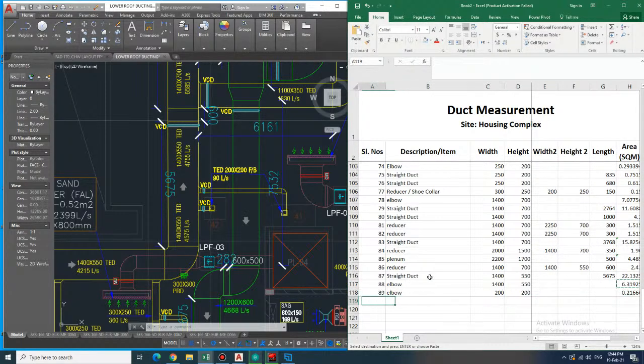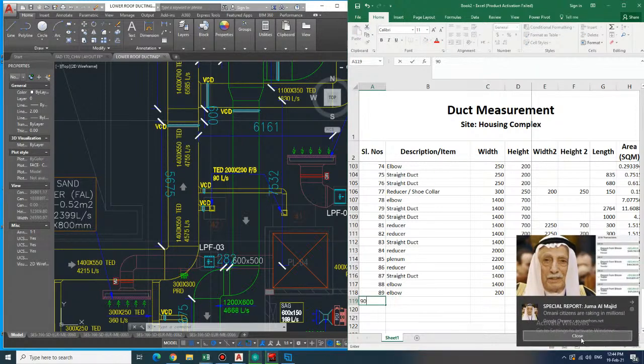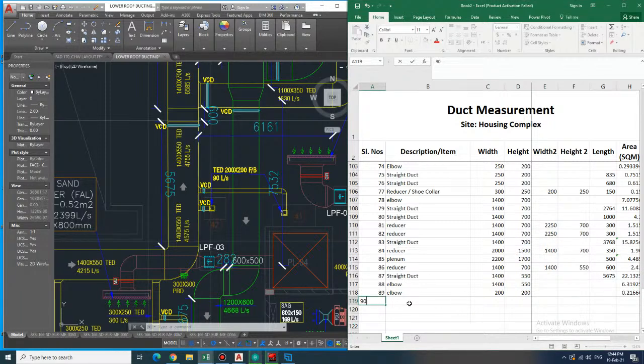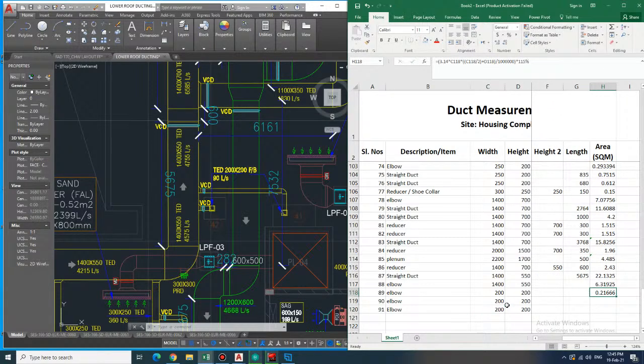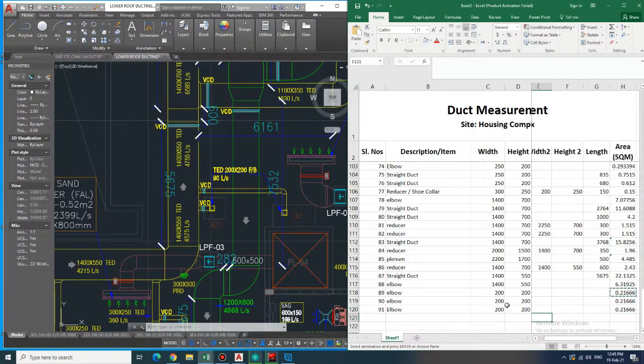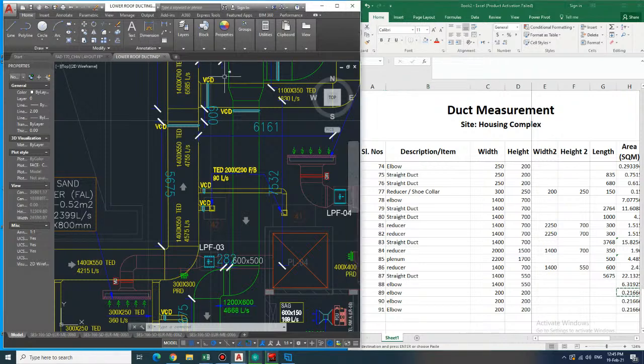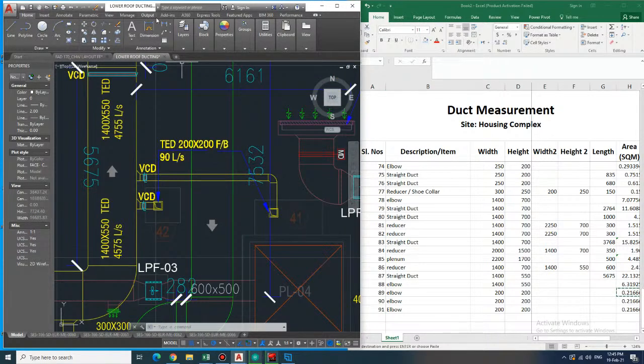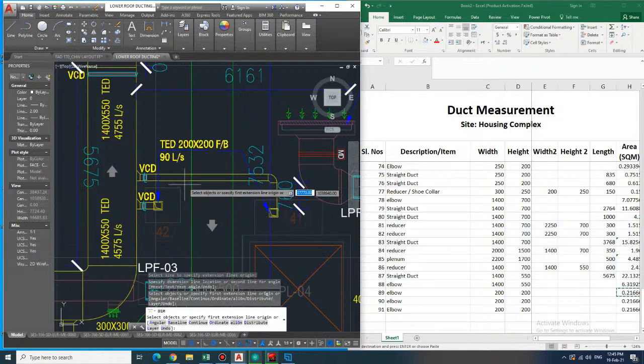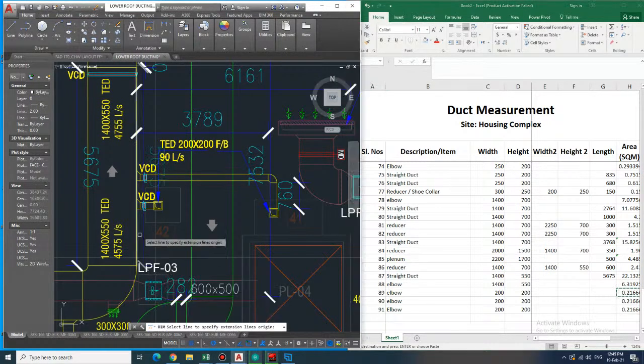How many elbows? 89, 90. Yes, 90. What happened? So 90, I will put again 1, 2, 3 elbows over here. I will put 3 elbows. So next we need to consider this length. We add these elbows. So next is straight. We need to consider this one also.